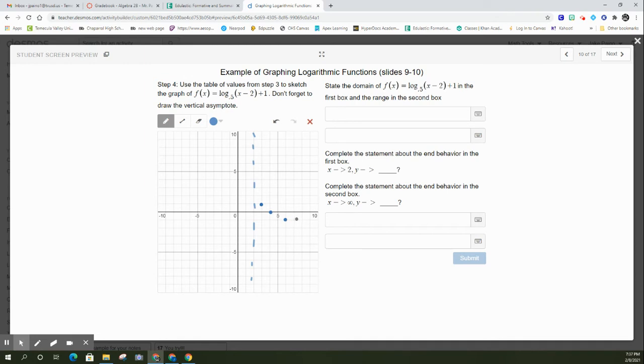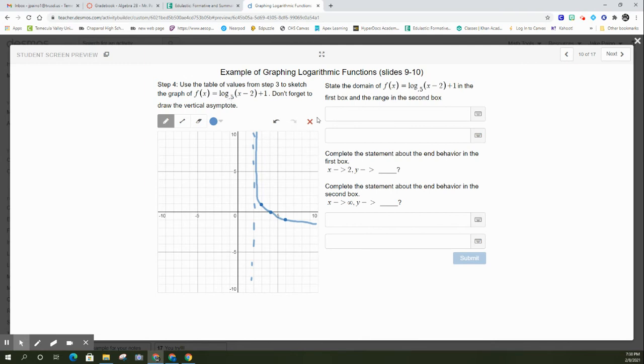So you can see now, I compare them to the other log we looked at, where the right-hand behavior is going to positive infinity. Now the right-hand behavior is going towards negative infinity on this one. That's because the base was in between 0 and 1.